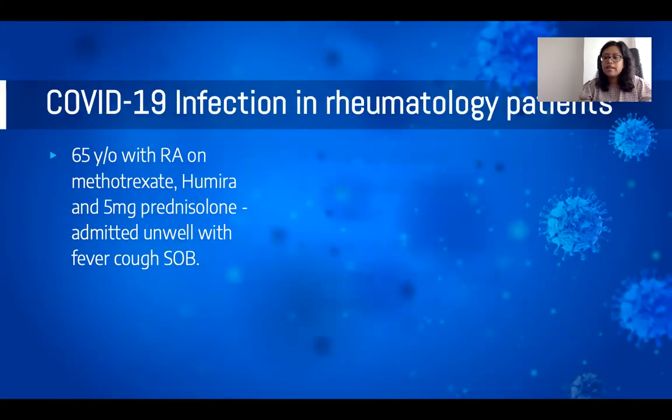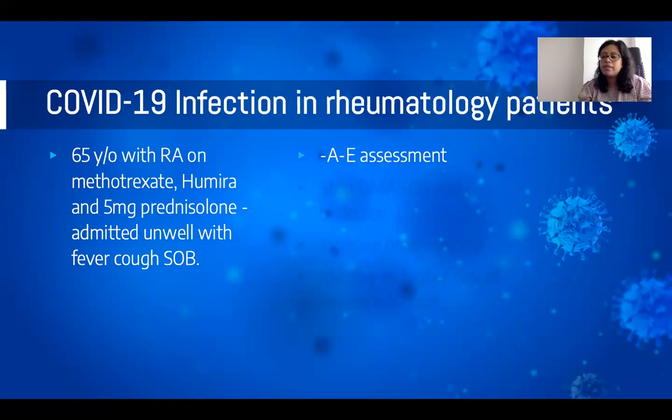So firstly is a case of a lady, a 65-year-old with rheumatoid arthritis on methotrexate, Humira, and 5 milligrams of prednisolone. She comes to the hospital feeling unwell, with fever, cough, and breathlessness. As usual, you would do your A2E assessment and stabilize the patient and send off the usual investigations.